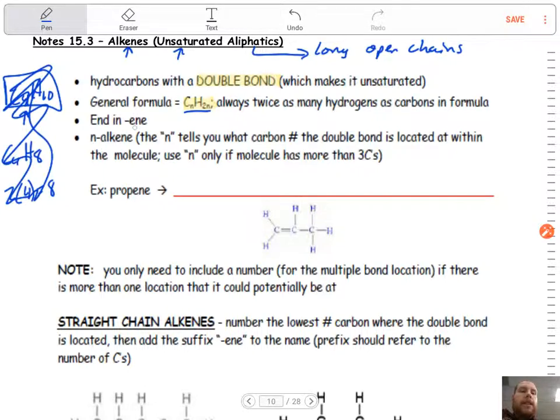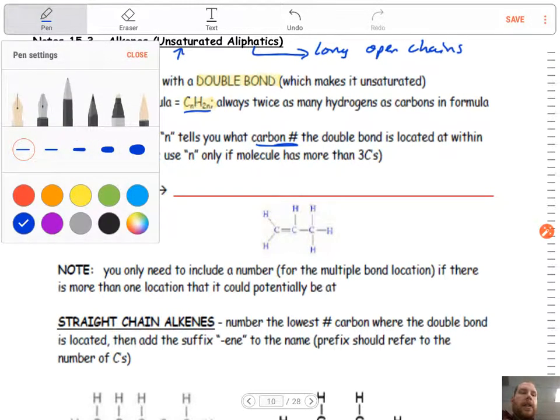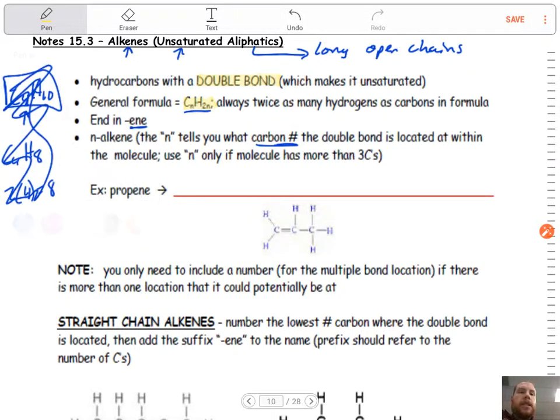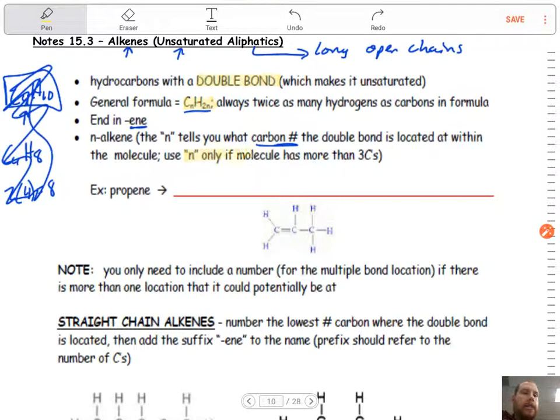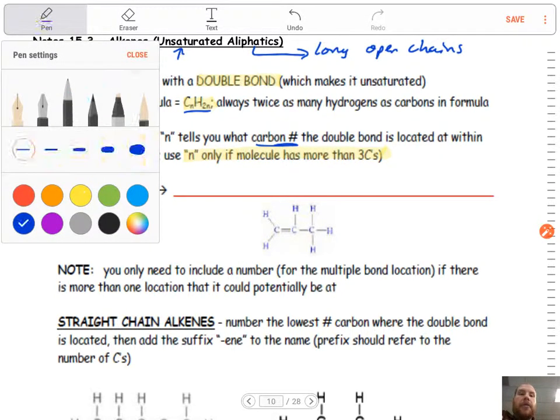The big thing, getting back to this, is that they end in "ene." That's one of the big changes. In n-alkene, the n tells you what carbon number the double bond is located at within the molecule. Use n only if the molecule has more than 3 carbons. If there's only 3 carbons, it's always going to be on the first carbon.